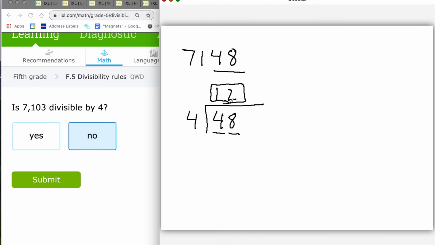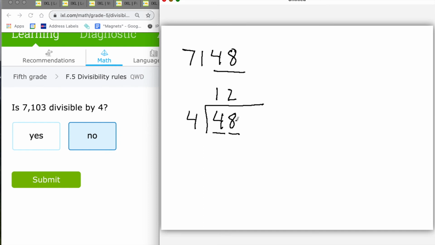Here's another learning opportunity, you guys. I would say, Scarlett, tell me a sentence. It can be 4 goes into 48 12 times, 12 goes into 48 4 times, 4 times 12 is 48, or 12 times 4 is 48. Any of those renditions, I want her to practice understanding the relationships between these numbers.